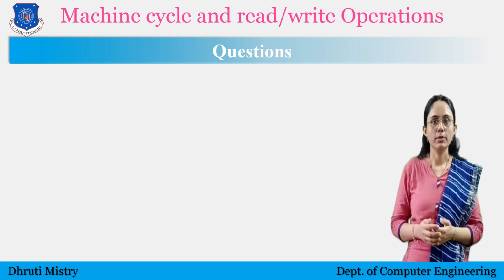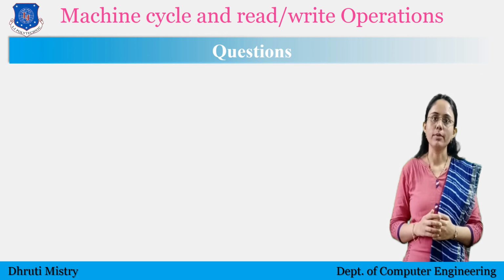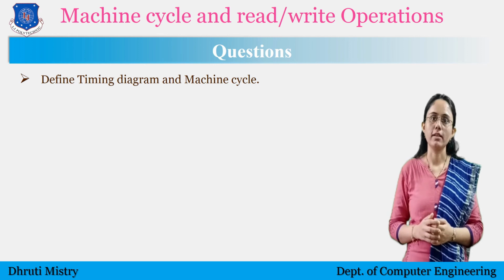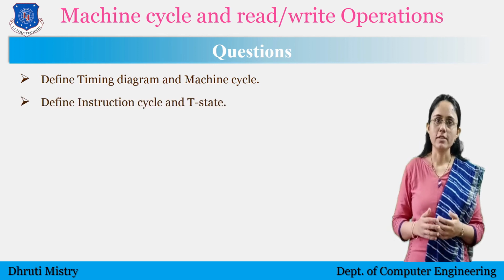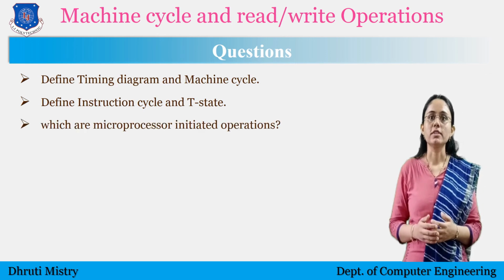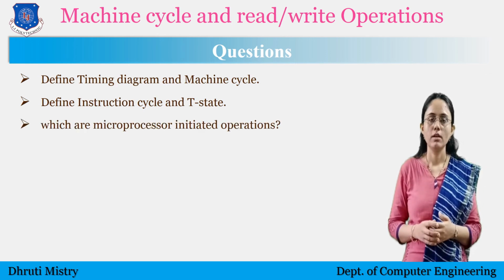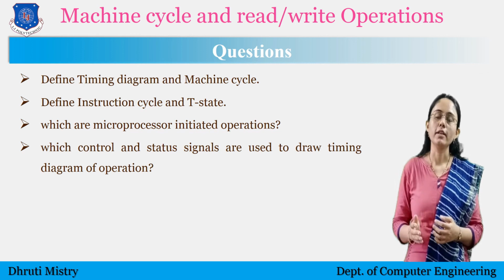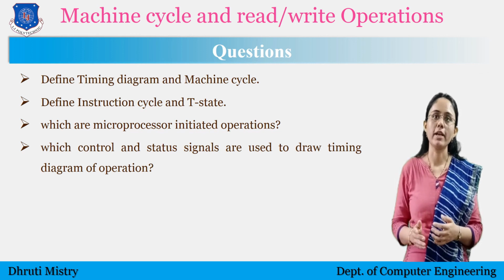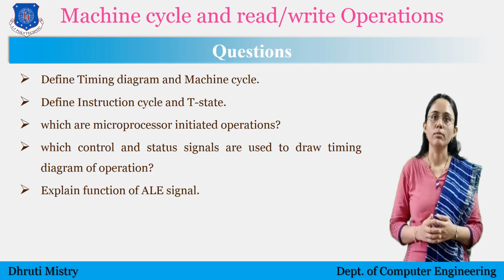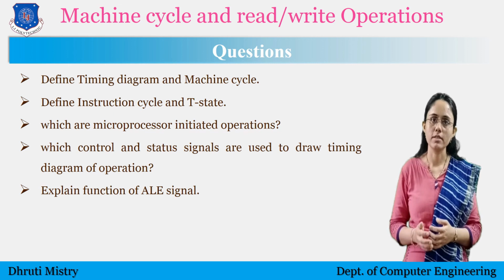I am giving you some important questions regarding this topic, which are: first, define timing diagram and machine cycle. Second, define instruction and T-state. Third, which are microprocessor initiated operations. Fourth, which control and status signals are used to draw the timing diagram of any operation that is performed by the microprocessor. And fifth, explain the function of ALE, meaning address latch enable signal.